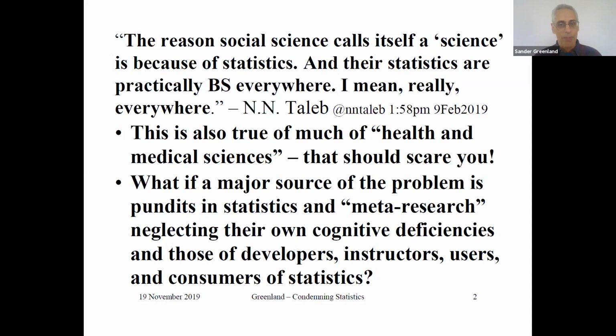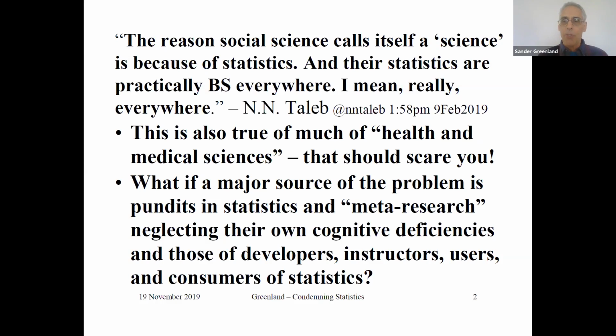Here's a quote from somebody as uninhibited as I in criticism, Taleb, and see what he says. I don't have to repeat it. I do want to say that what he is saying is true of much of health and medical sciences, and that should really scare you every time you go to a doctor, every time you need medical care, because statistics has been a major contributor to the very poor practice of medicine.